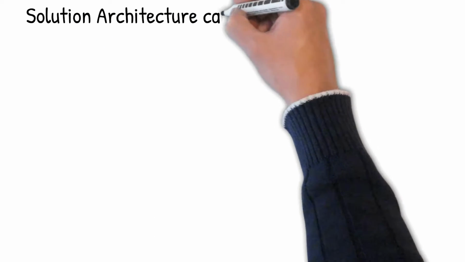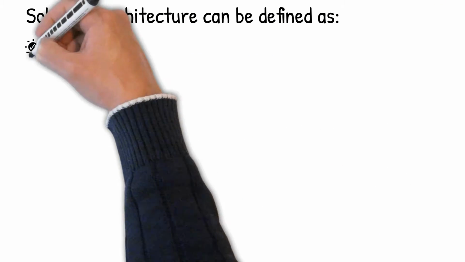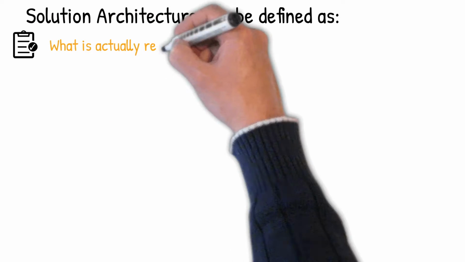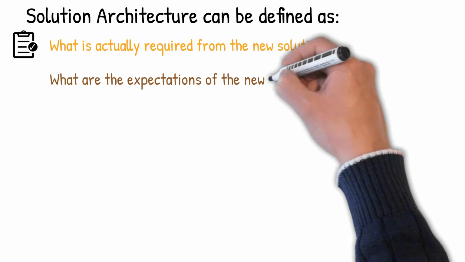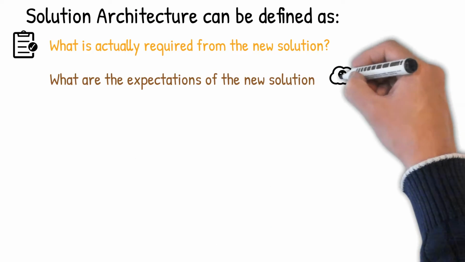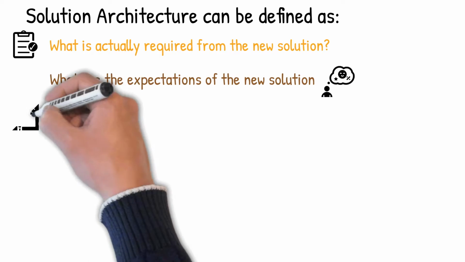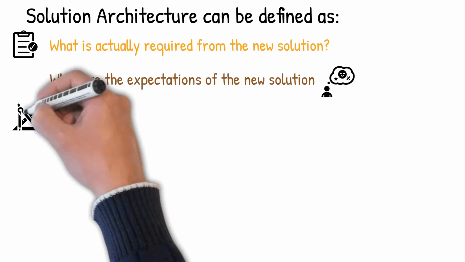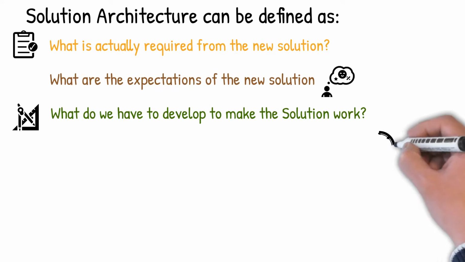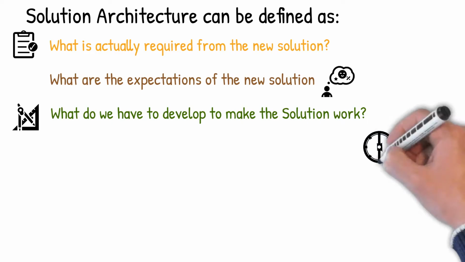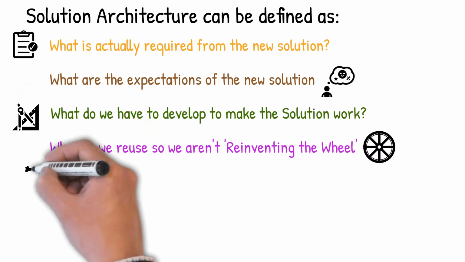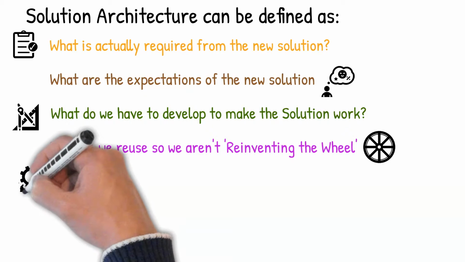Solutions architecture can be defined as what is actually required from the new solution to make it work. What are the expectations of the new solution from our key stakeholders? What do we have to develop to make the solution work? What bits of the solution do we already have and can reuse so we're not reinventing the wheel?